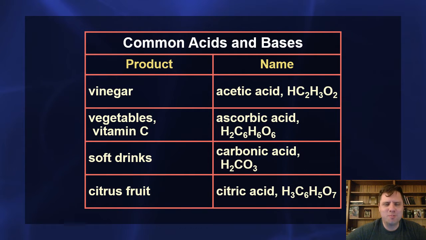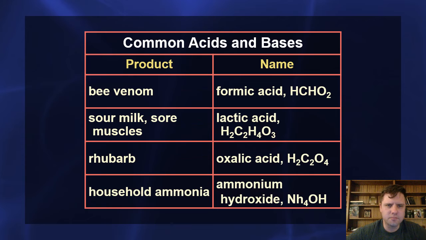So here are some common acids and bases. Vinegar is something you're familiar with by name. It's actually acetic acid, HC2H3O2. Vitamins like vitamin C is ascorbic acid, C6H8O6. Soft drinks have carbonic acid in them. Citrus fruit has citric acid. Bee venom has formic acid. Sour milk and sour mussels both have lactic acid in them. Rhubarb has oxalic acid. Household ammonia is usually ammonium hydroxide, NH4OH.